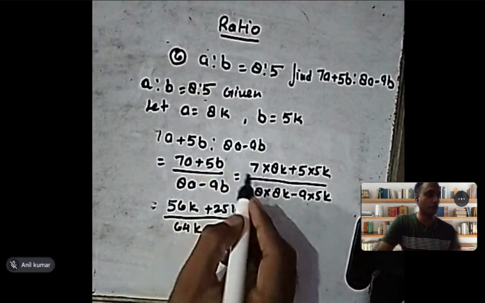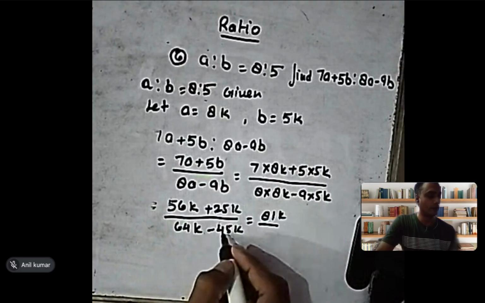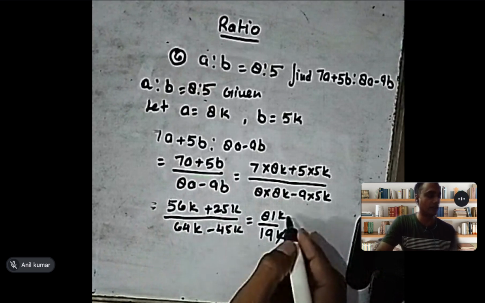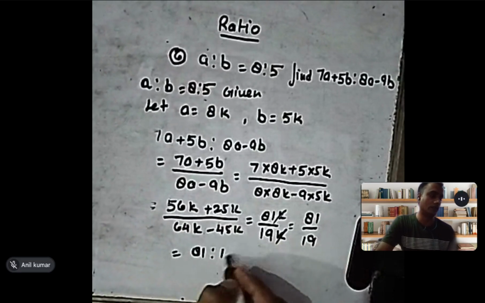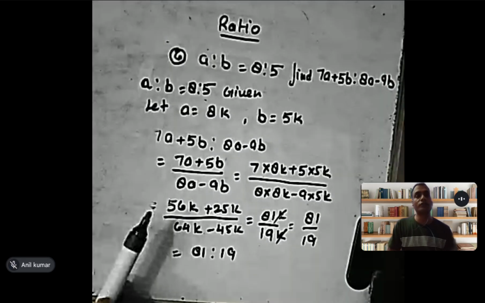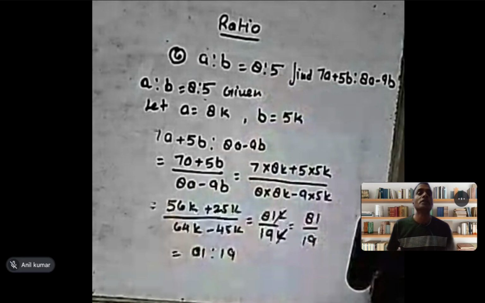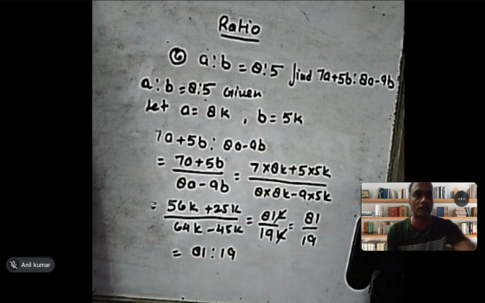That equals 81k over 19k. Okay, k is cancelled. 81 over 19, that equals 81 ratio 19, and that's your answer. So you can do these types of questions in which the ratio is given. You can directly put the value. You can also put the values 8 and 5, but it is better to put 8 into some variable and 5k like this. You can use x, y, z, any terms, but always put like that. Okay, we will move on to the next type of question.